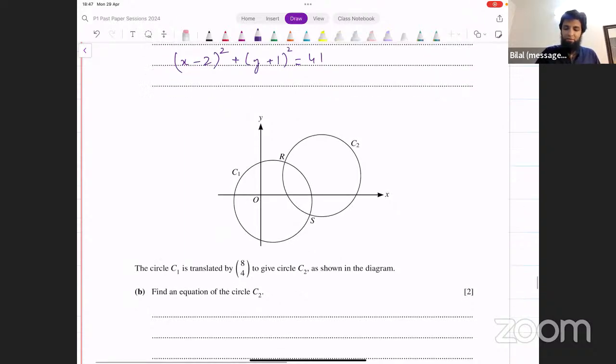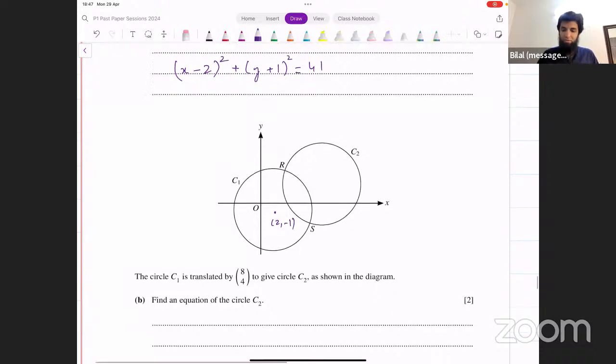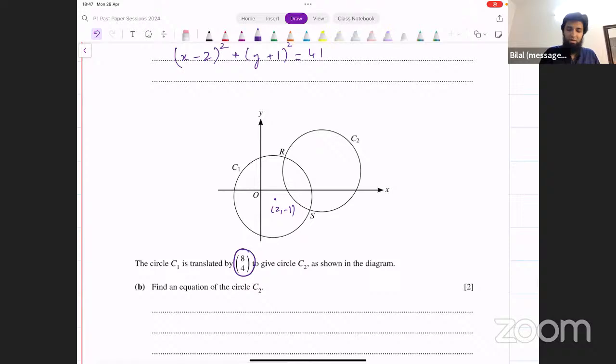We know the center of the first circle, C1, that is 2 and minus 1. So that's maybe somewhere around here. This is 2 and minus 1. Okay. Now, when you do this translation on that, that means 8 units to the right. 2 goes to 10. 2 plus 8, that becomes 10. So the center becomes 10. 4 units up, minus 1 plus 4. What does that become? 3. So the coordinates of the center of the other circle are therefore 10 and 3.